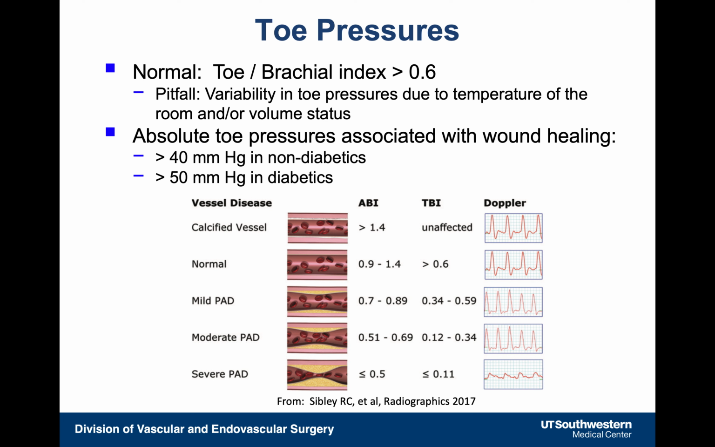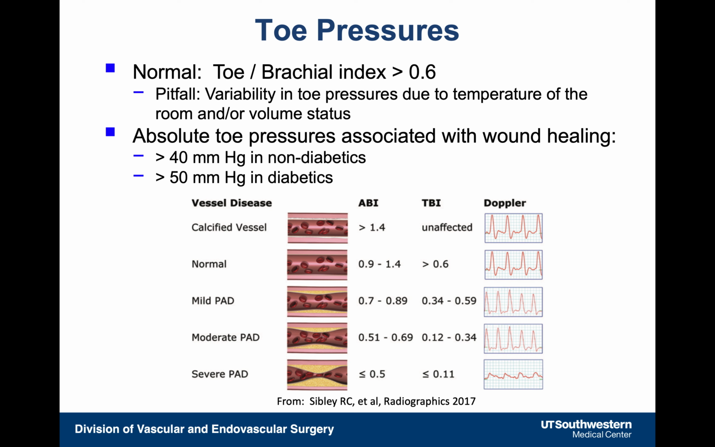And in this table, this shows basically how the toe brachial index varies in parallel to the ankle brachial index. If you have a very calcified vessel, you may have an ankle brachial index that's greater than 1.3 or 1.4, but the toe brachial index may be unaffected, as you saw in the previous example.